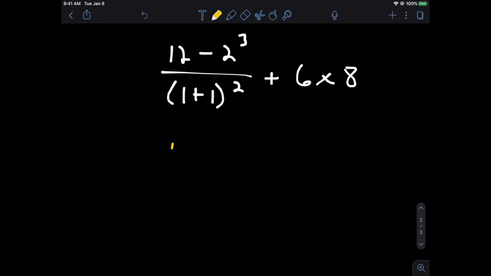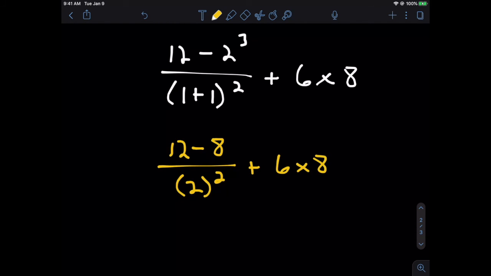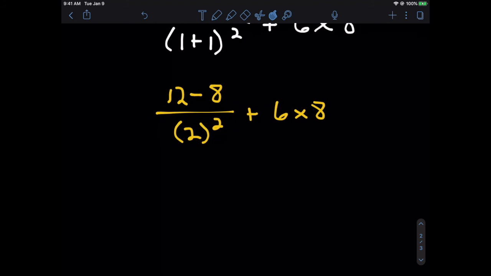Let's get going. In the top, we have an exponent. 2 to the third is 8. That would be 2 times 2 times 2. In the bottom, we have to take care of our parentheses. 1 and 1 is 2, and we'll leave the 6 times 8 as is. We'll do 12 minus 8 in the top. That gives us 4. 2 squared, or 2 to the second, is also 4, and again, we leave the 6 times 8.